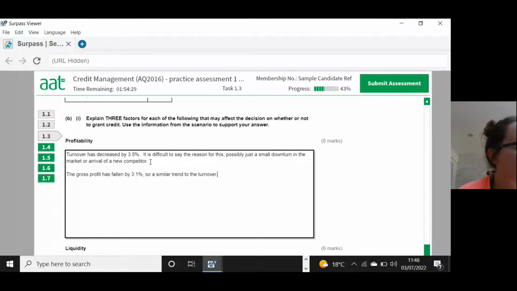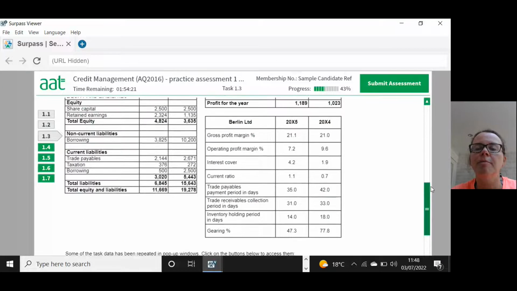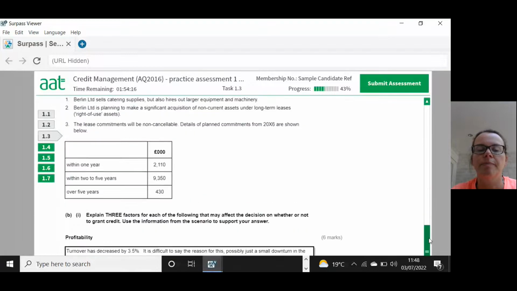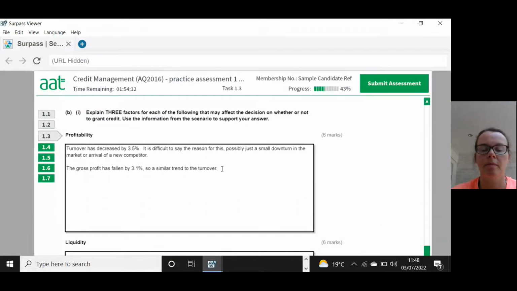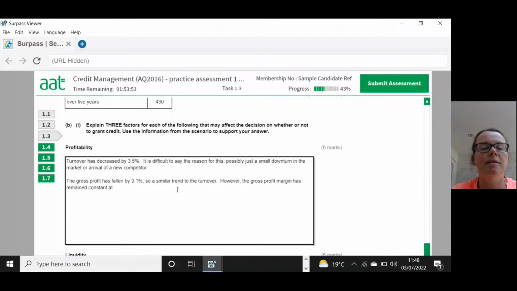What's happened to the gross profit margin? Let's have a quick look. So the gross profit margin is basically consistent. However, the gross profit margin has remained constant at, oh, I've forgotten what the number was already, 21%. I would say close to 21%.